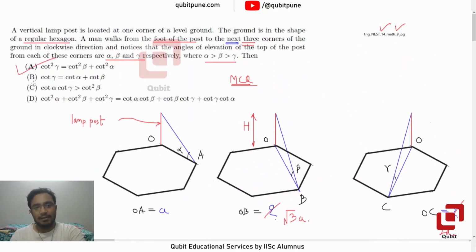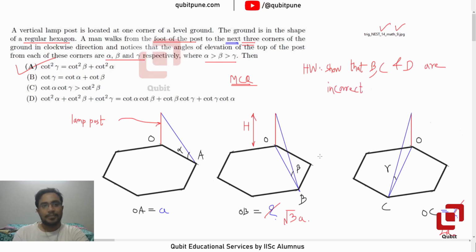Now, as far as the MCQ is concerned, we are done, but I leave the part of showing that B, C and D don't produce the correct answers to you. So that's your homework. Show that B, C and D are incorrect. I'm sure you will be able to do that. If you face any difficulty, please comment it. I will answer those queries. So that's question number 9 from NEST 2014.